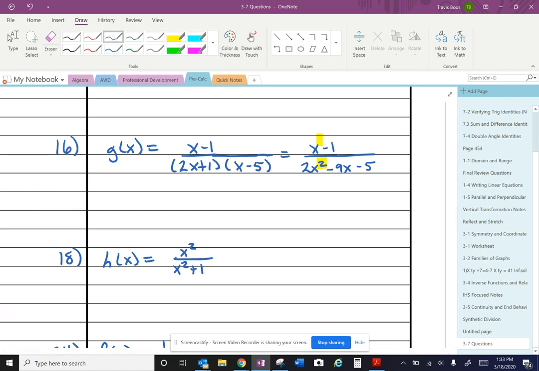Having said that, let me back up a little bit. I know there's going to be a vertical asymptote when x equals 5, because it makes this factor 0, and we can't have 0 in the denominator, but also negative 1/2.